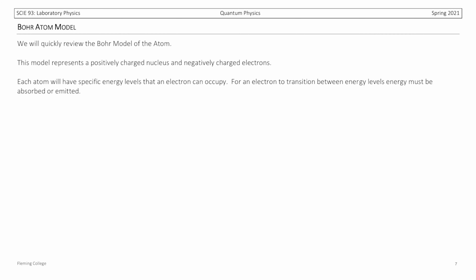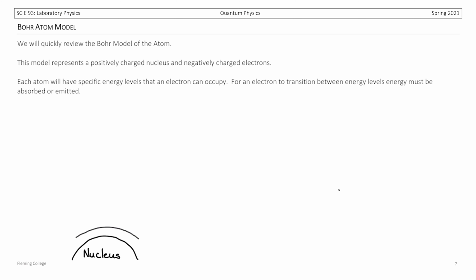Our understanding of the atomic structure is governed by the Bohr model of the atom. Quickly reviewing this model, it's represented with a positively charged nucleus, which is surrounded by negatively charged electrons. Depending on the atom and its specific ion, we'll see a different number of electrons that occupy very specific orbits. These orbits each have their own energy levels that they can occupy. Now, it's possible for an electron to switch orbits, which means it must transition between different energy levels.